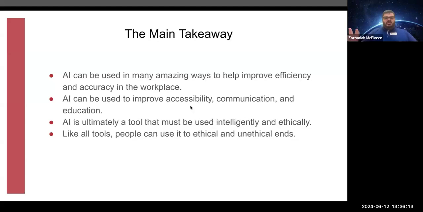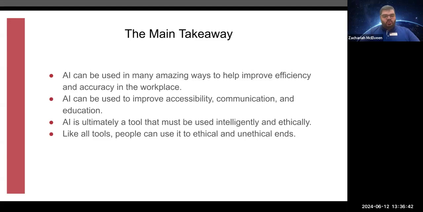So all of this, what's the main takeaway that I'm trying to communicate? AI can be used in a lot of amazing ways to help improve efficiency and accuracy in the workplace. It can help people with accessibility, with various types of learning disabilities, and with physical disabilities. It can be used for communication. It can be used for education.